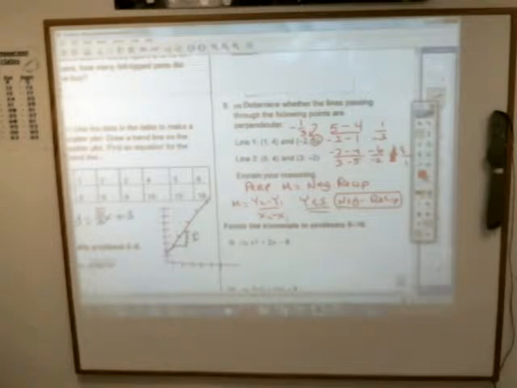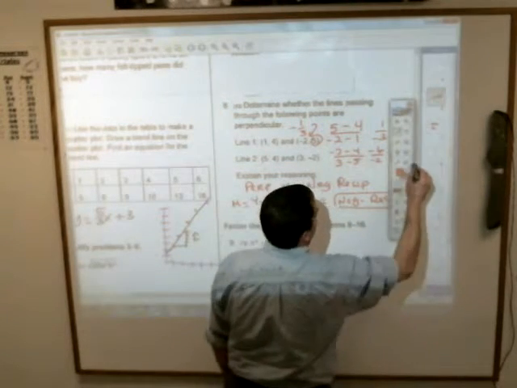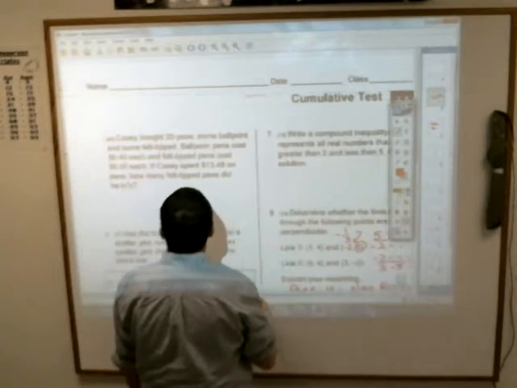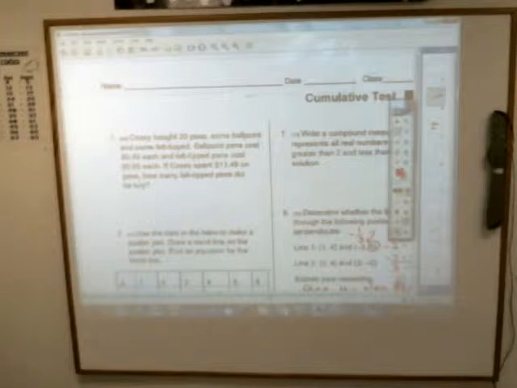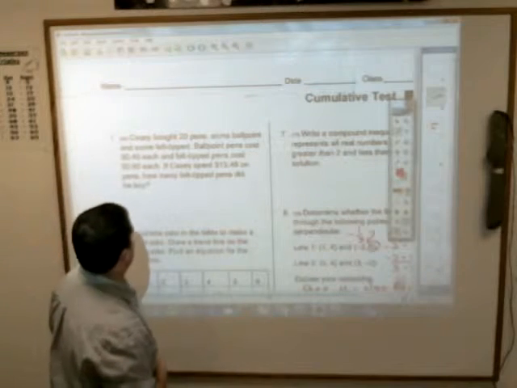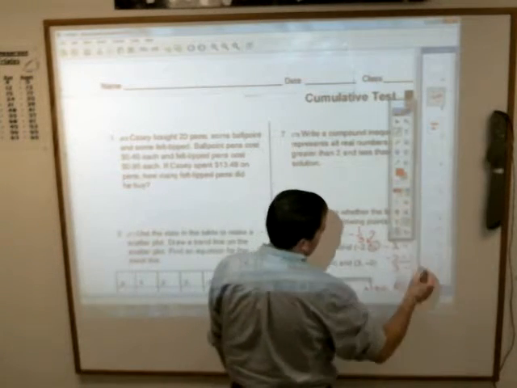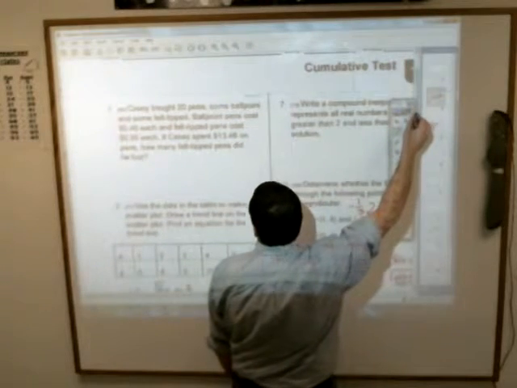Alexandria Lyric. Number 1. Let's start at the beginning with number 1. Casey bought 20 pens, some ballpoint and some felt tip. Ballpoint pens cost 49 cents each. Felt tip pens cost 95 cents each. If Casey spent $13.48 on pens, how many felt tip pens did she buy? This one, I'll admit, is a little goofy.